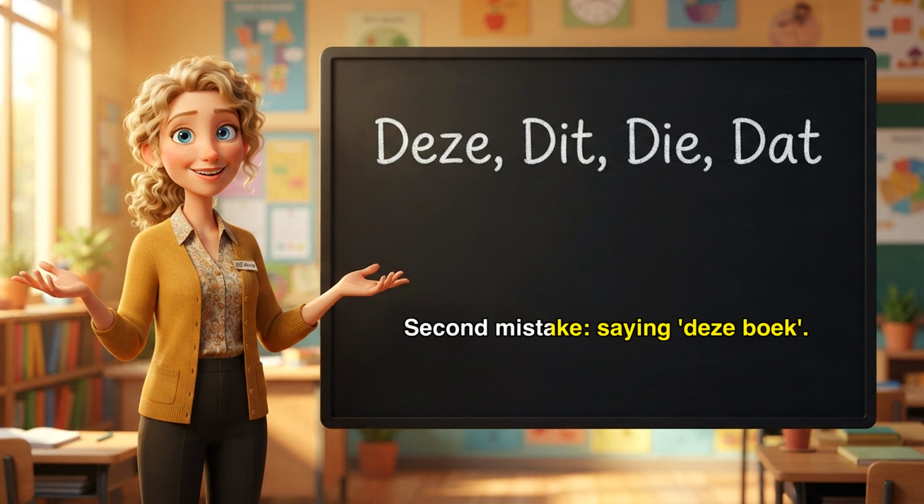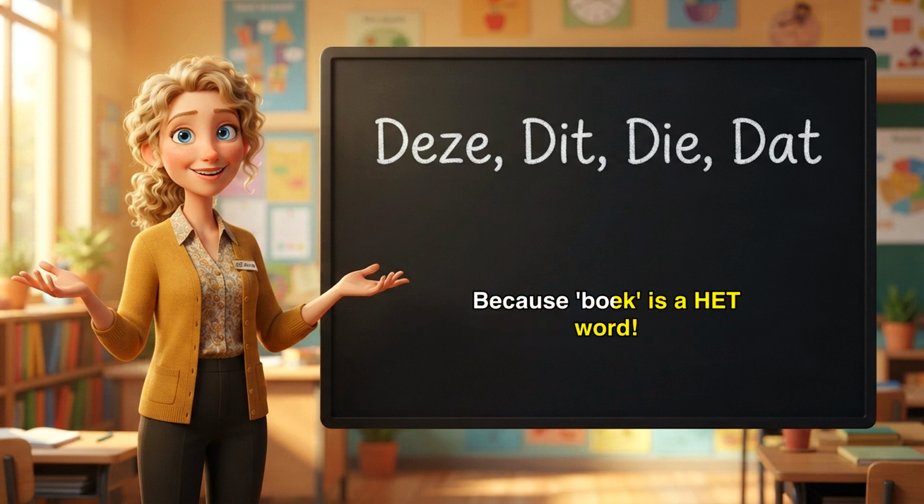Second mistake, saying deze boek. Because boek is a het word. So you must say, dit boek is goed. This book is good.